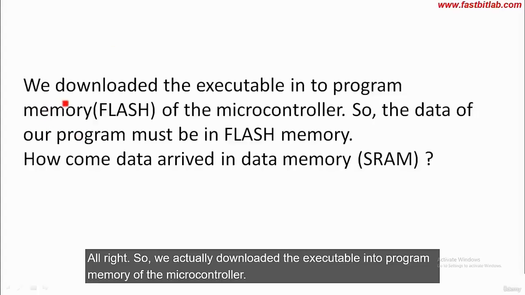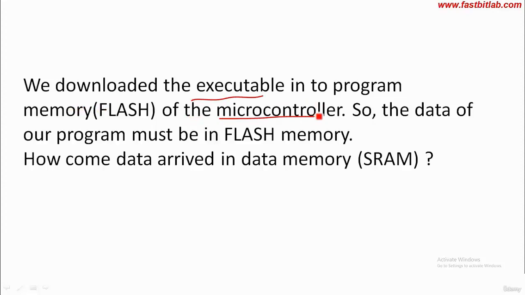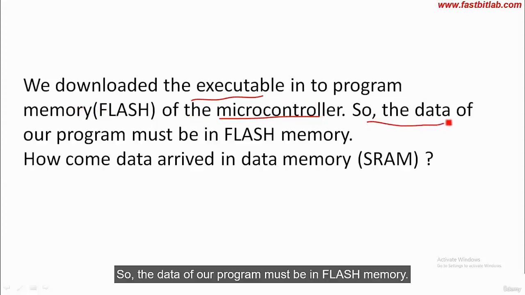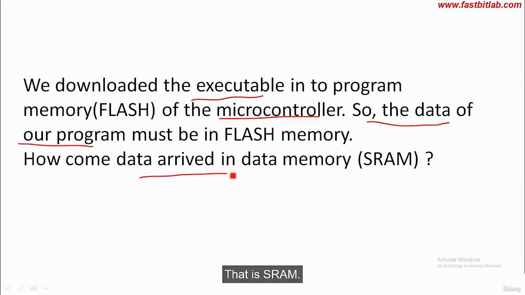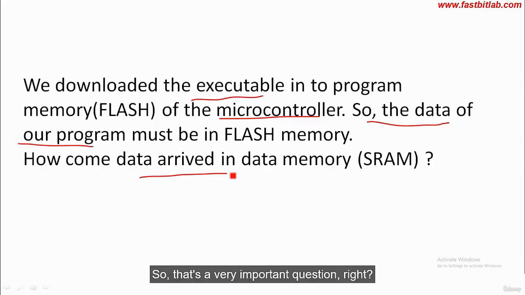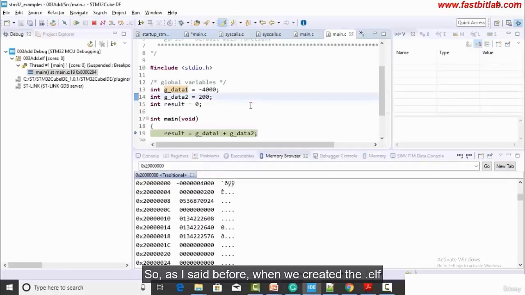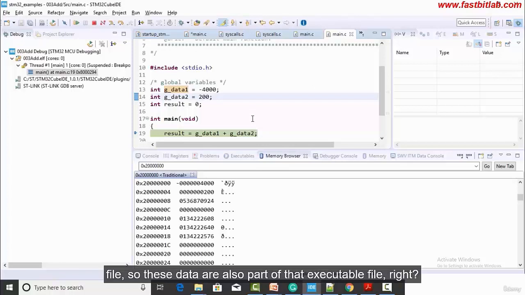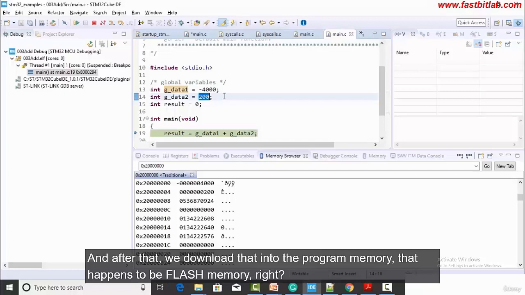All right, so we actually downloaded the executable into the program memory of the microcontroller, that is the flash memory. So the data of our program must be in flash memory, right? So how come data arrived in data memory, that is SRAM? That's a very important question, and this actually bothers most beginners. So we have to investigate this. As I said before, when we created the .elf file, these data are also part of that executable file, and after that, we download that into the program memory that happens to be flash memory.